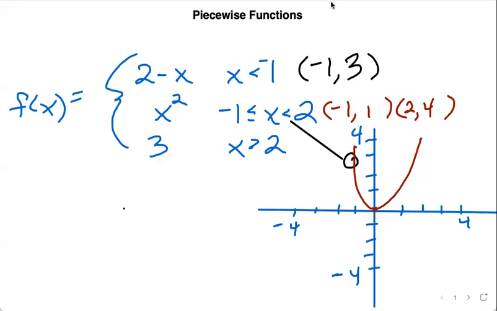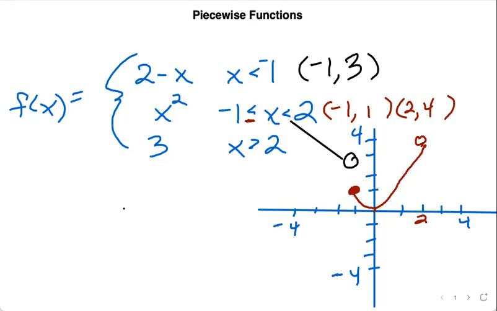So what I really want here, again, erase, is I want it to exist from -1 comma 1 with a closed circle, because it's equal to, to 2 comma 4 with an open circle, because it's just not equal to. And I would draw my parabola there.